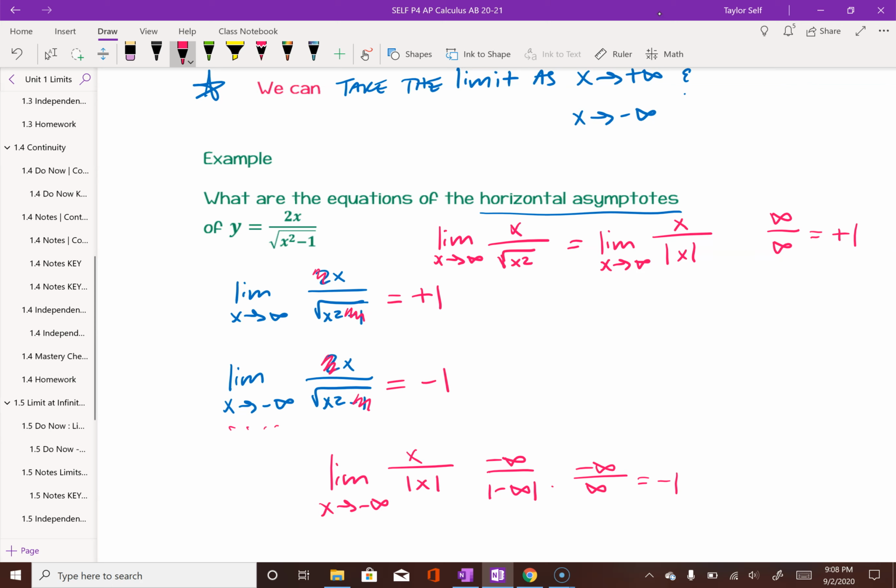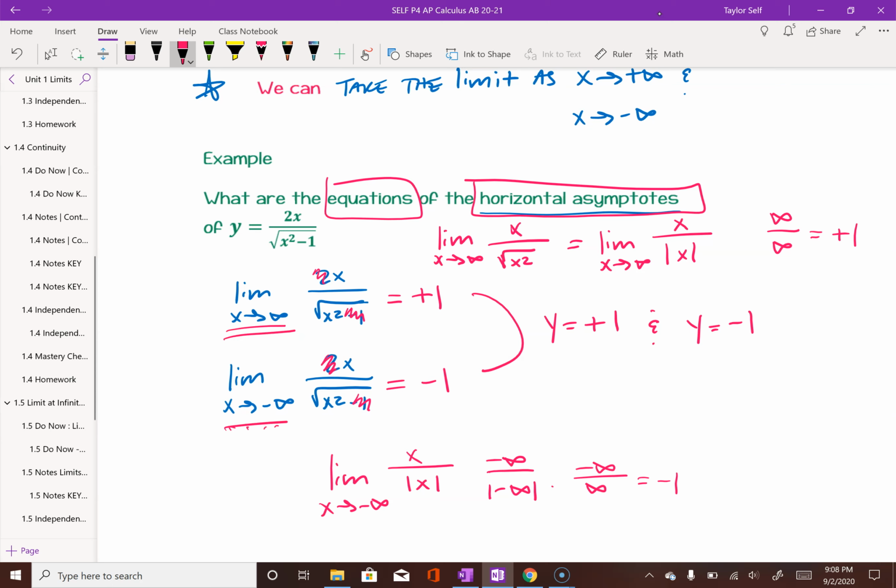So what are the equations of the horizontal asymptotes? Horizontal asymptotes always start with y equals. So y equals +1 and y equals -1. The limit as x approaches infinity and negative infinity gives you the horizontal asymptotes.